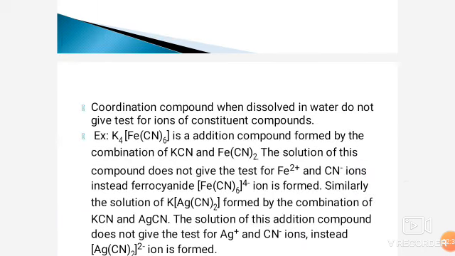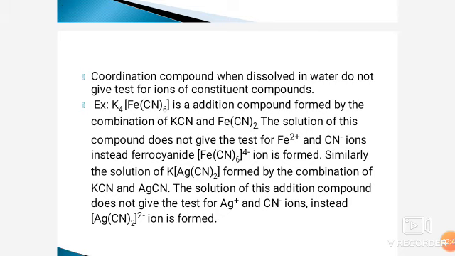Then, with respect to the complex compounds, when dissolved in water, they do not give tests for the ions of the constituent components. For example, potassium hexacyanoferrate is an addition compound formed by the combination of KCN and ferrous cyanide. Now, the solution of this compound does not give a test for Fe2+ and CN-, it only gives a test for K+ with respect to the components. Therefore, Fe2+ and CN- ions club together and result in the formation of a complex ion.